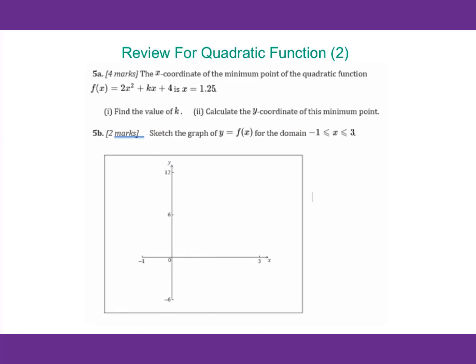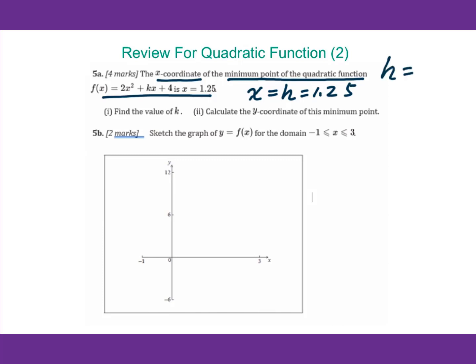This video is about review for quadratic function 2, 5a. The x-coordinate of the minimum point of a quadratic function is this. When you're talking about x-coordinate of a minimum point, which means x equals h, that is 1.25. Remember the h always equals negative b over 2a. When you're looking for a and b, use this h.